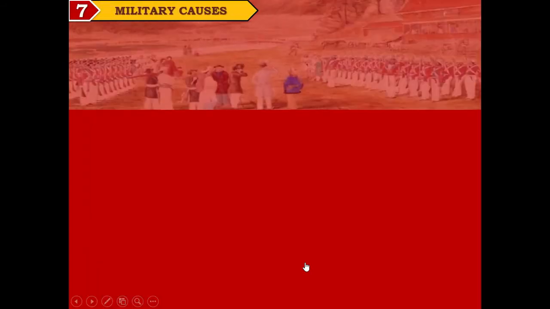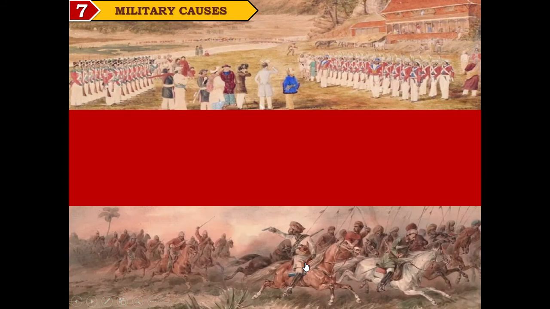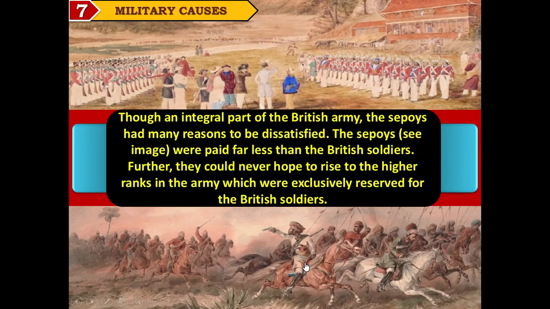So the seventh cause is the military cause. What are the military causes? Though an integral part of the British army, the sepoys had many reasons to be dissatisfied. The sepoys were paid far less than the British soldiers. They treated the Indian soldiers like slaves, and further, they could never hope to rise to higher ranks in the army, which were exclusively reserved for British soldiers.